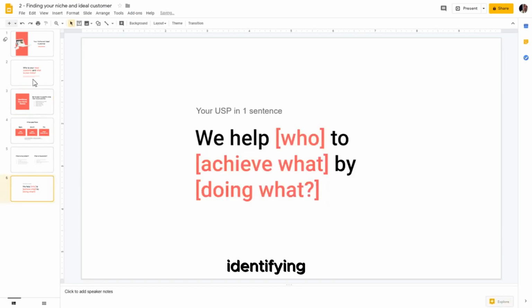So this is about identifying your niche market. This is the very most essential thing when you're building any business. Do it yourself, do it for you, whatever it is, in general for a business.